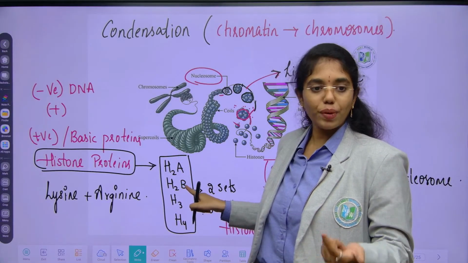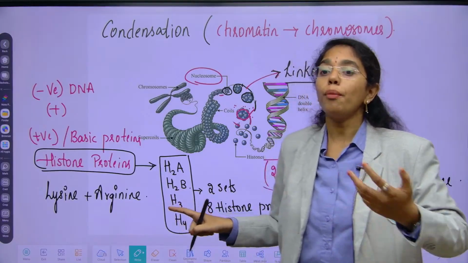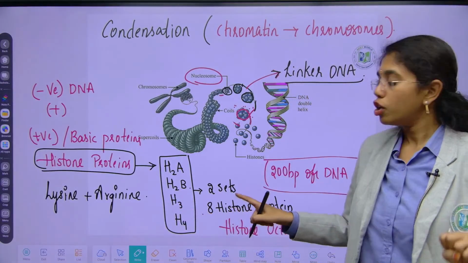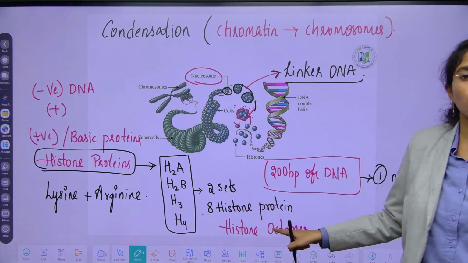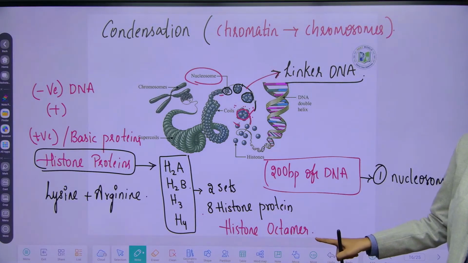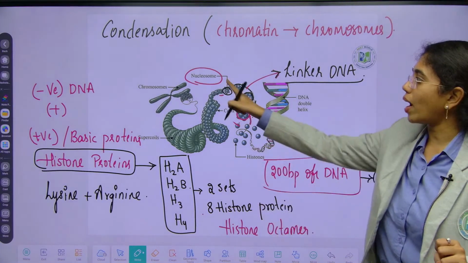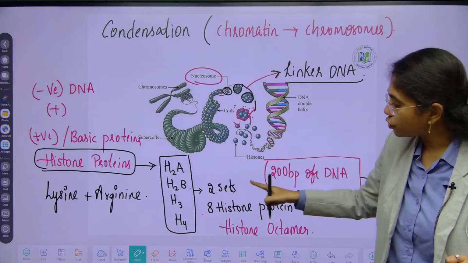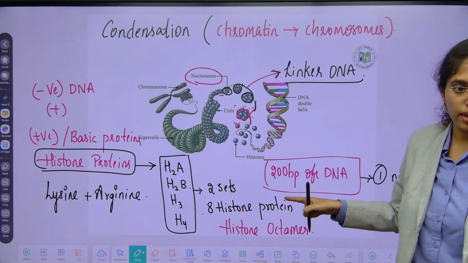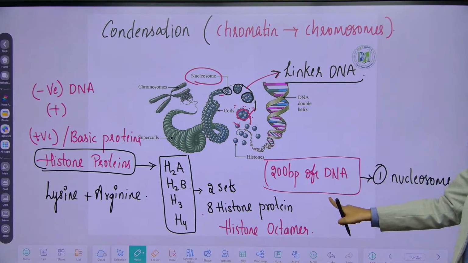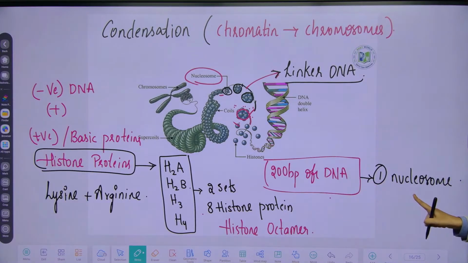What are the proteins that are present? H2A, H2B, H3, H4. How many sets of them? 2 sets. So, this is addressed as what? Histone octamer. And this forms what? One nucleosome. When DNA is wrapped around this histone octamer, how much length of DNA is wrapped? 200 base pairs of DNA for one nucleosome.